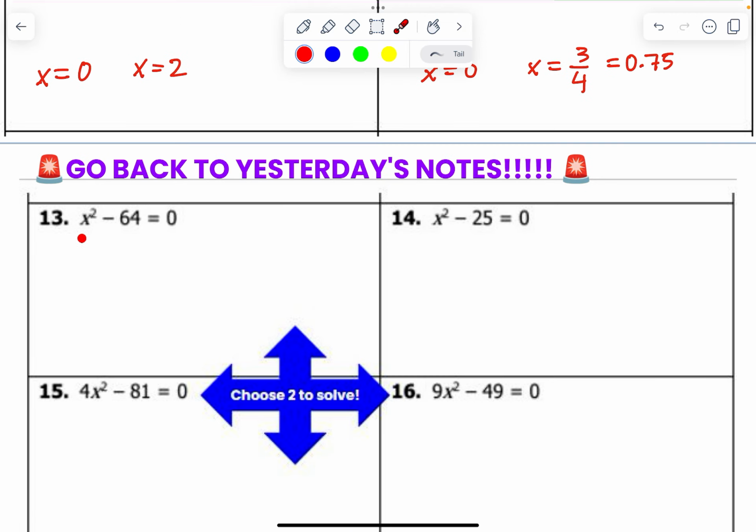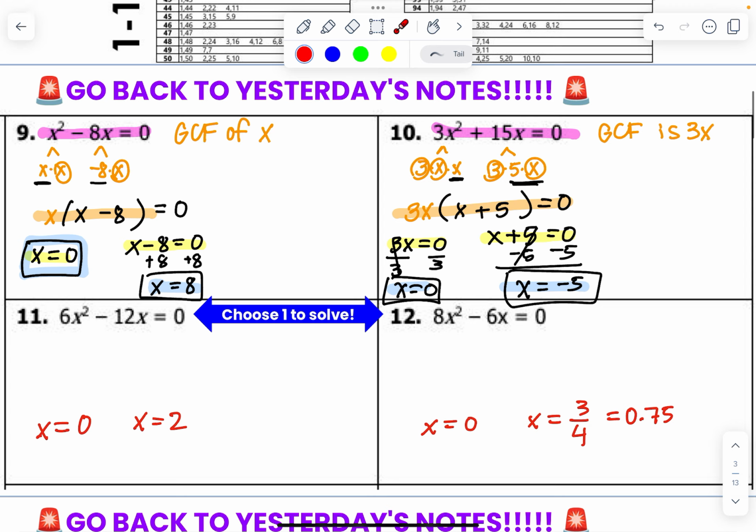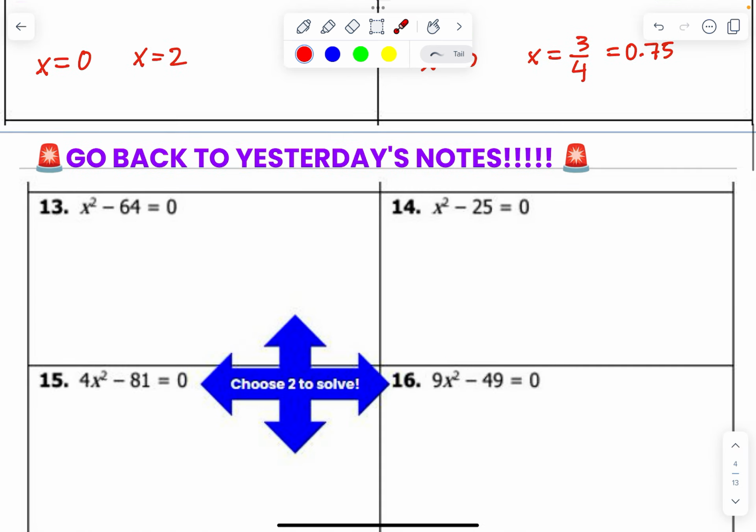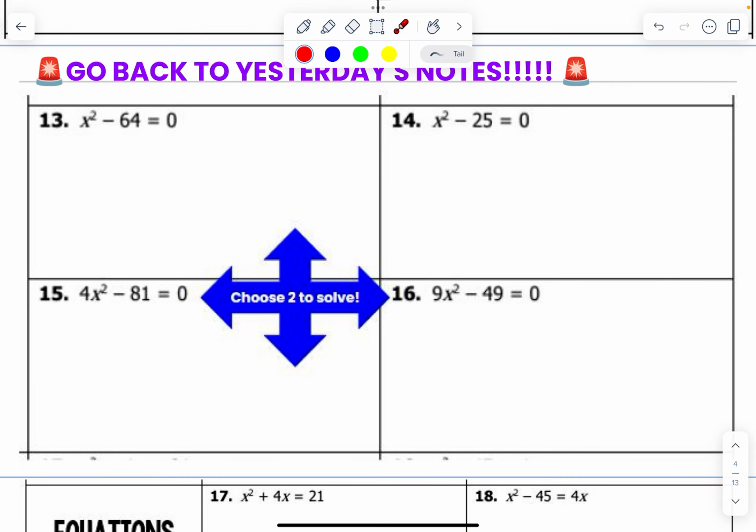However, this is x squared in a number. These were x squareds and x's. So the strategy is going to differ slightly. And there's a really cool pattern in these four problems here.